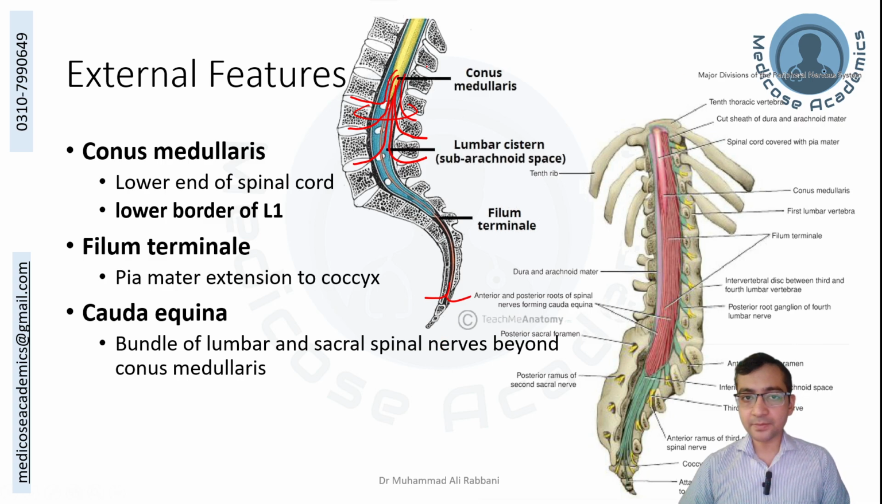So these bundles of nerves, as shown here, are known as cauda equina. They make a bundle like a horse's tail.